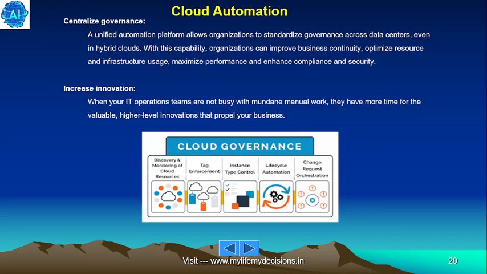Centralized governance. A unified automation platform allows organizations to standardize governance across data centers, even in hybrid clouds. With this capability, organizations can improve business continuity, optimize resources and infrastructure usage, maximize performance, and enhance compliance and security. Increase innovation. When your IT operations teams are not busy with mundane manual work, they have more time for the valuable higher level innovations that propel your business.